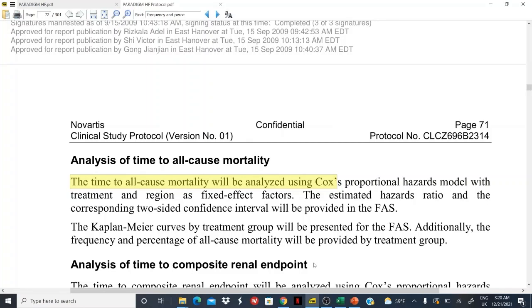And so that gives us reassurance that this was not something that was fished post hoc. It was something that was pre-specified as part of the analysis.